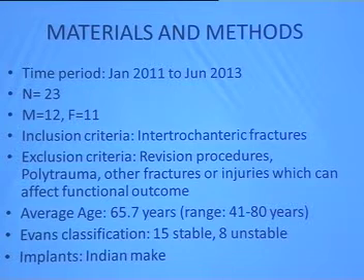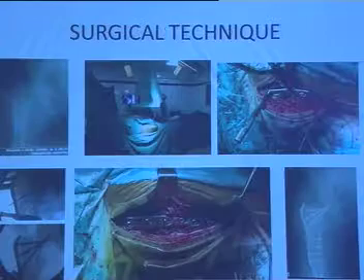So for a time period of 2.5 years, from January 2011 to July 2013, we operated on 23 patients with intertrochanteric fractures. The average age of the patient was 65.7 years, and according to the Evans classification, 15 were stable and 8 were unstable types. We used Indian make implants for the study.